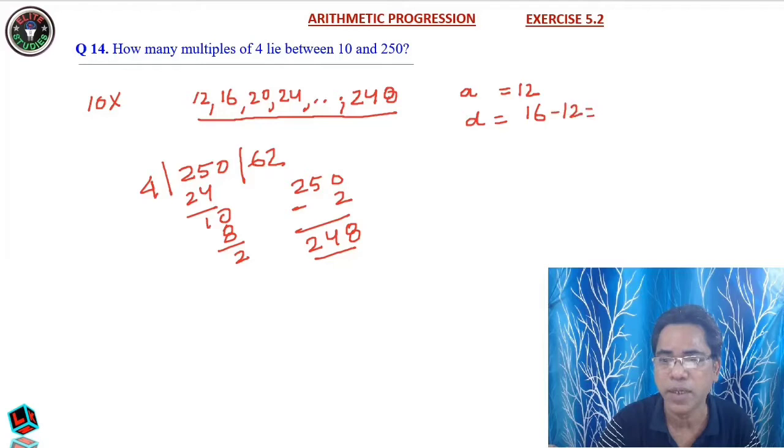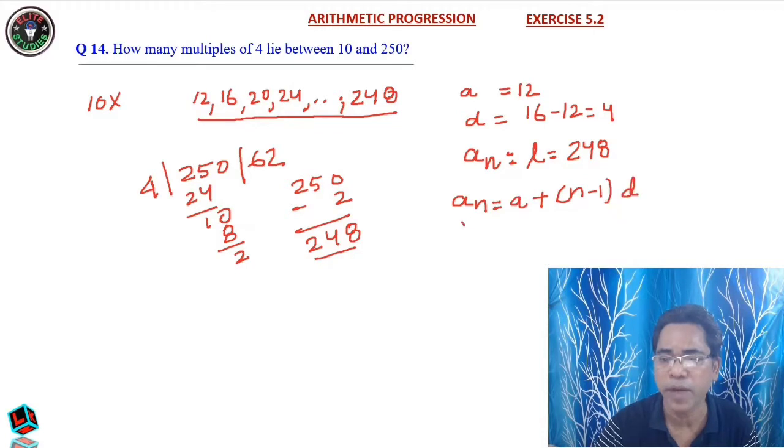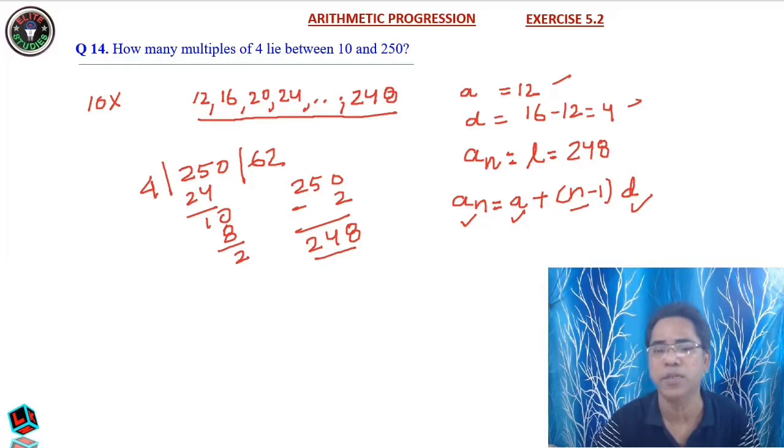Okay, students? Now the last term AN is equal to what? This AN is also sometimes written as L, and that is sometimes useful. L is equal to 248. Now we know that AN is given by A plus N minus 1 D. Here we need to get the value of N. AN we know is 248, A we know is 12, D we know is 4, isn't it? So we can easily get the value of N, and that will be the required answer to this question.